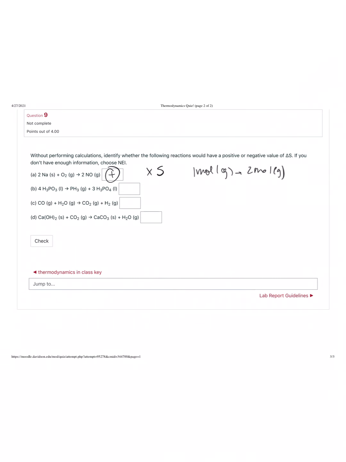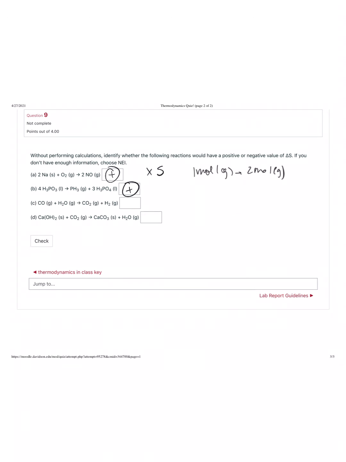Let's look at letter B. We go from 4 phosphorous acid, which is a liquid, to PH3 gas plus 3 H3PO4 liquid. Actually, that should be aqueous, it's fine. This one is also going to be a positive. Why? Because on the left we have no gas, and on the right we have a gas. A reaction that increases the amount of gas, whether you increase the number of moles or go from 0 moles of gas to some moles of gas, is going to be a positive change in entropy.